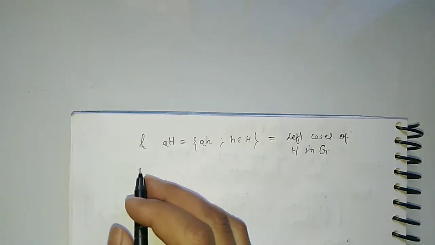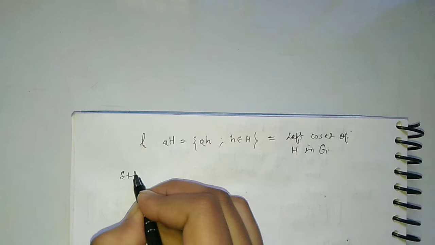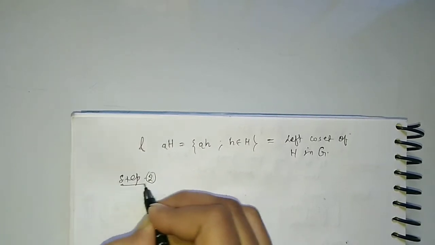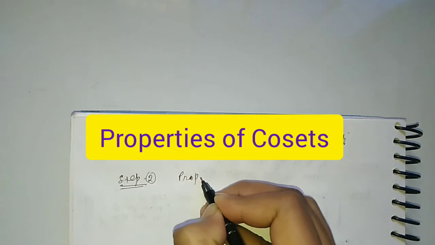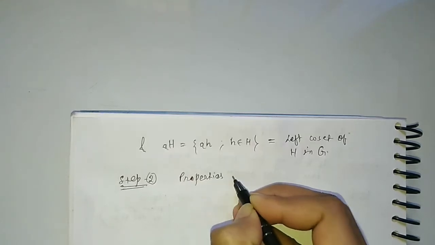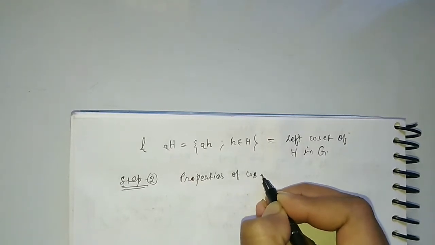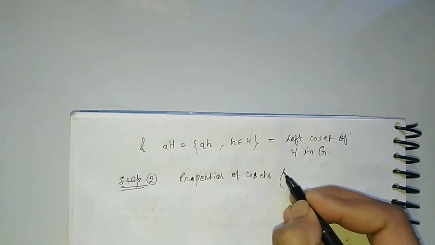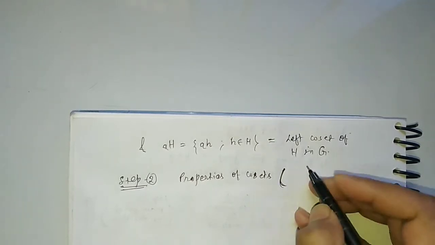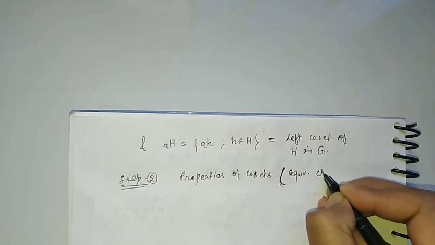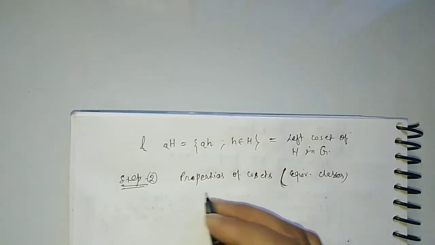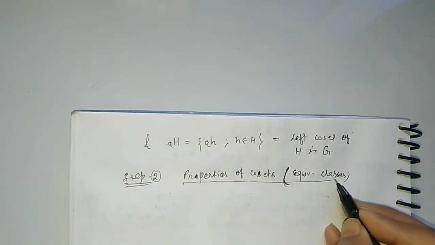Now we are going to see our step number 2, that is properties of cosets. We saw that cosets are nothing but equivalence classes, so we are going to see the properties of equivalence classes.